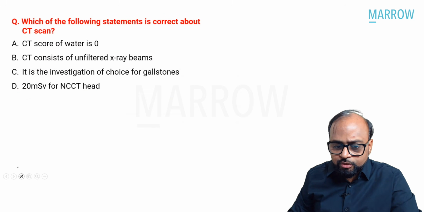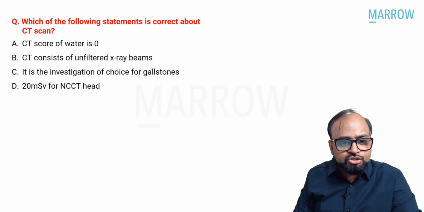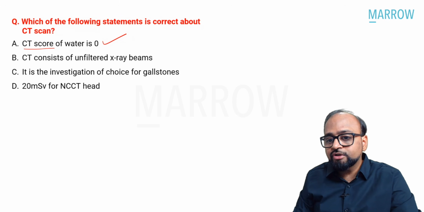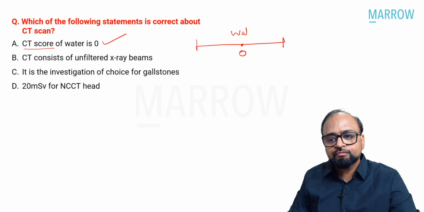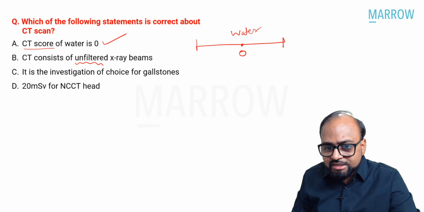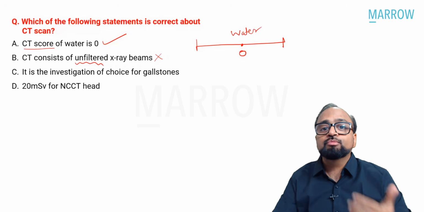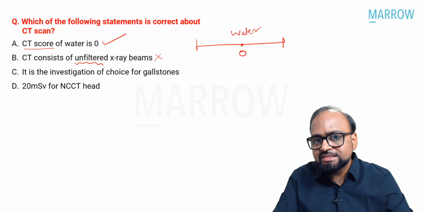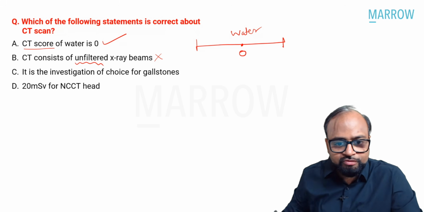Let us look at the options. Which of the following statements is correct about CT scan? CT score of water is 0. This is correct. Hounsfield unit value, do you remember the value? We discussed the first thing that we saw at the center of the scale at 0 HU is water. So this is correct. CT consists of unfiltered X-ray beams. No, this is wrong. I told you the beam is always filtered. Why? Because we want to remove the low intensity X-ray beams, because they are unnecessarily going to add noise to the image. So we are going to remove that.